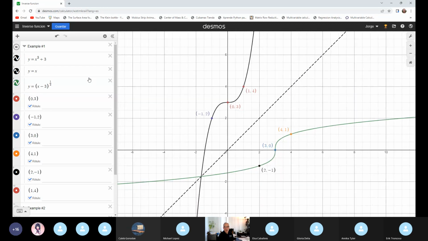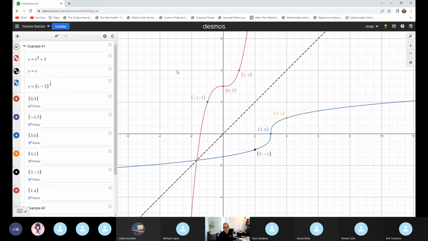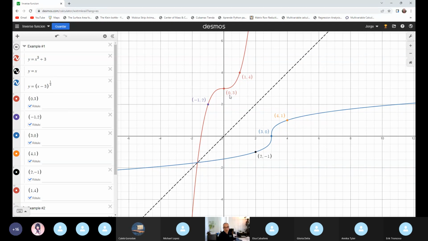Let me change the color. I use red color on the whiteboard, and the inverse function I use in blue color. Now it's more clear. And the typical point 0,3, and when you interchange x and y, 3,0. Wow, look at the symmetry with respect to the line y equal x. Another point is 1,4.